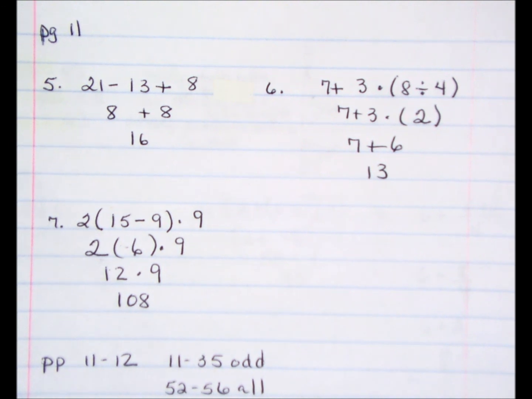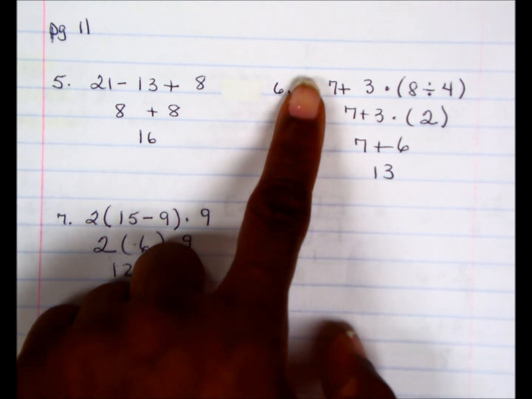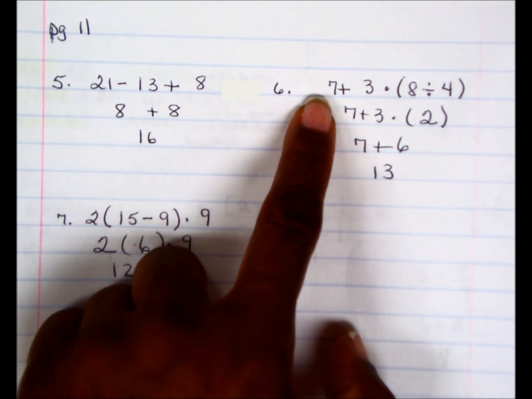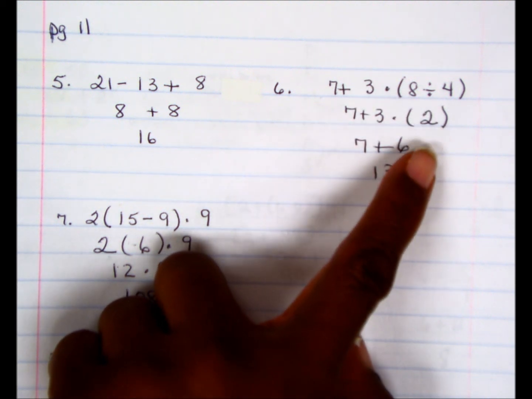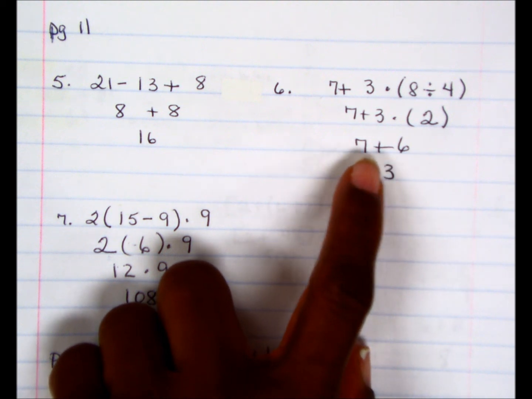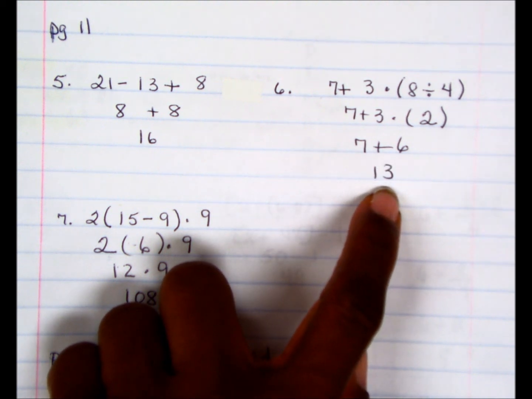In number 6, it said 7 plus 3 times, in parentheses, 8 divided by 4. So according to operations, you should have done parentheses first, divided 8 by 4 and got 2, then multiplied 3 times 2 to get 6, and finally add 6 to 7 to get 13. Remember, your work should look like this, replacing each thing as you do it. I replaced 8 divided by 4 with 2. I replaced 3 times 2 with 6, and finally replaced 7 plus 6 with 13.